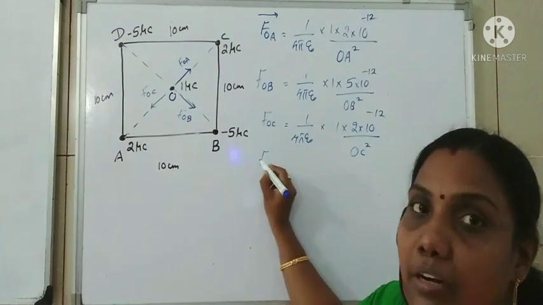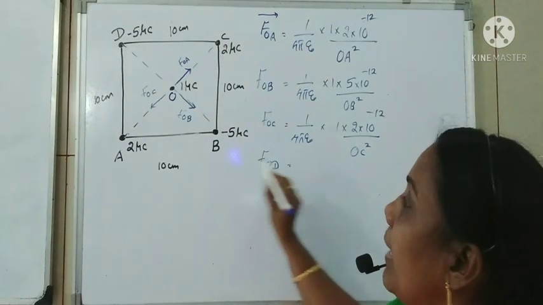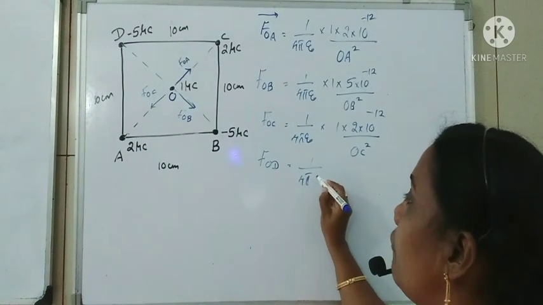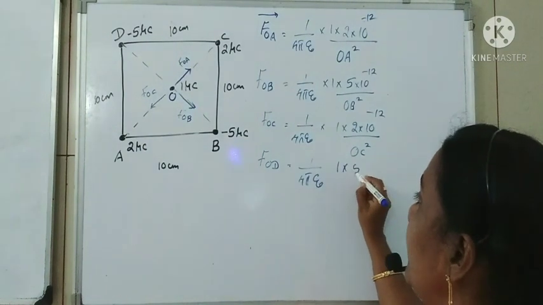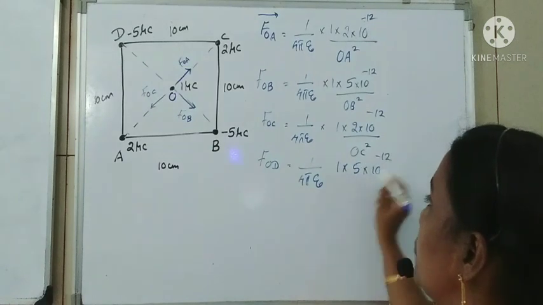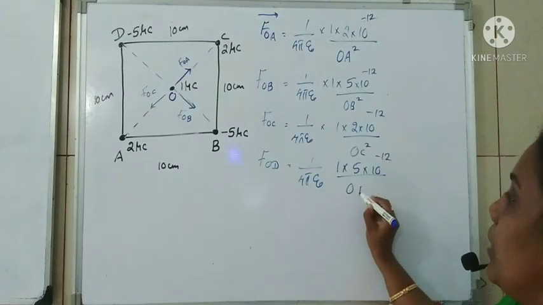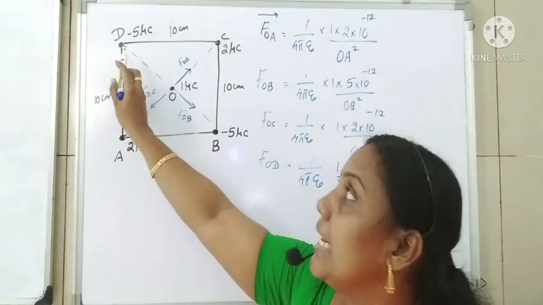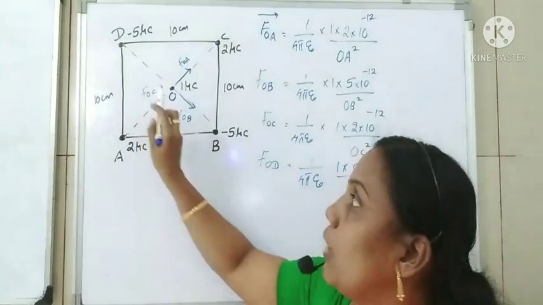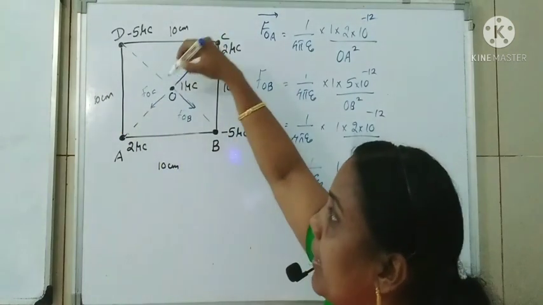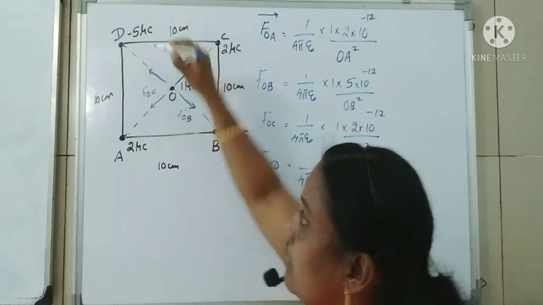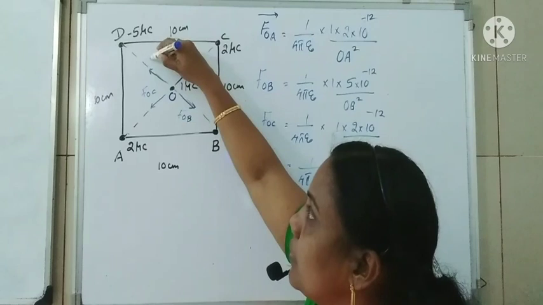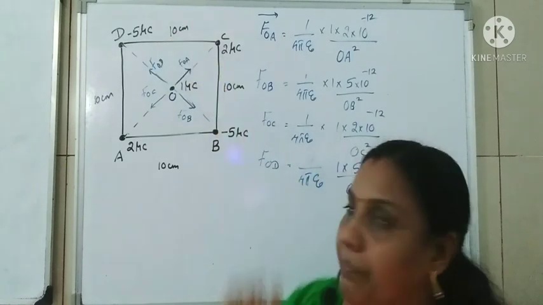Now the last one, FOD, the force acting on 1 microcoulomb by the charge minus 5 microcoulomb. Again it is 1 by 4 pi epsilon 0, 1 into 5 into 10 raised to minus 12 divided by OD square. What is its direction? 1 microcoulomb is attracted by minus 5 microcoulomb, and hence it moves towards it. 1 microcoulomb is attracted by the charge at D, therefore it moves towards D. So this is the direction of FOD.